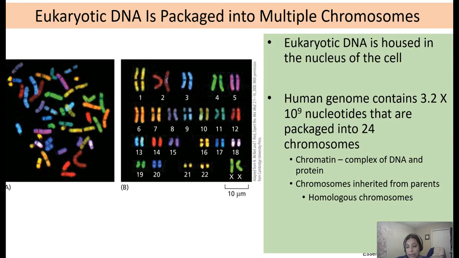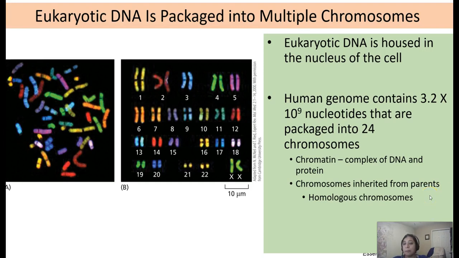So eukaryotic DNA is packaged in the nucleus in the form of multiple chromosomes. If you were a prokaryote, you would just have a circular genome present in that space since you don't have a specific membrane-bound nucleus. But eukaryotic DNA is packaged into multiple chromosomes, which are then housed inside the nucleus of the cell. Humans, for example, contain 3.2 times 10 to the 9 nucleotides. That's a lot of nucleotides that are packaged into 24 different chromosomes, 24 pairs of chromosomes.